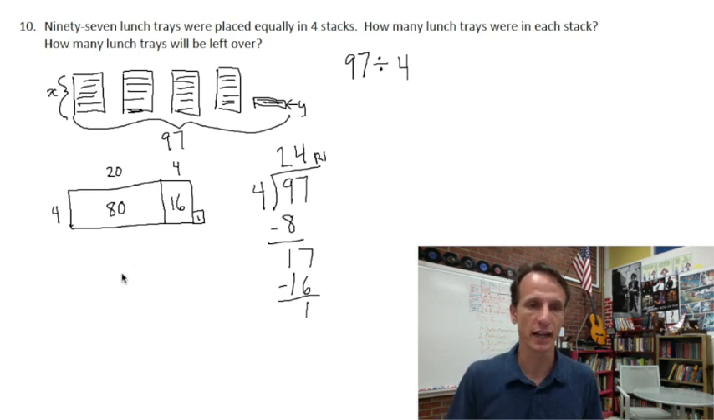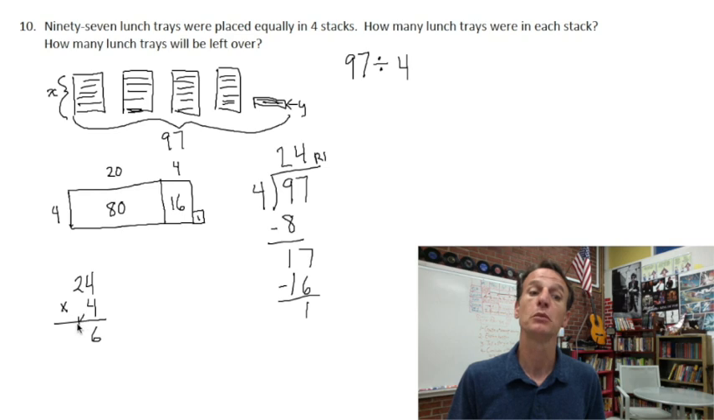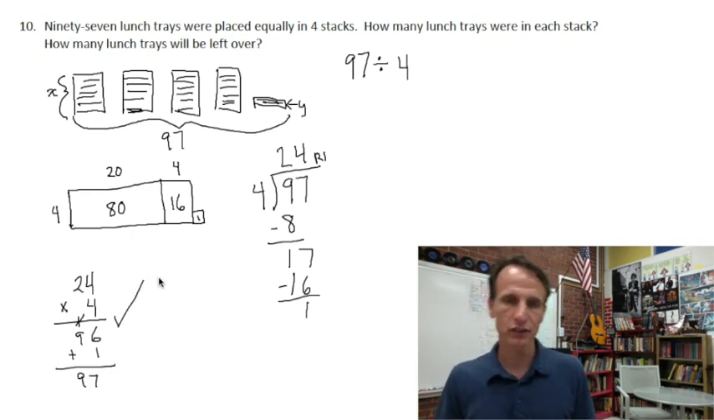And let's go ahead and earn our subscription to Overachievers Anonymous monthly by checking our division with multiplication. 24 times 4, well, 4 times 4 is 16. Regroup that 1. 4 times 2 is 8, plus 1 is 9. That's 96, but we had a remainder of 1 to add in, that 1 leftover tray. And that is the 97 we started with. So it checks out too. Look at that. You are awesome.